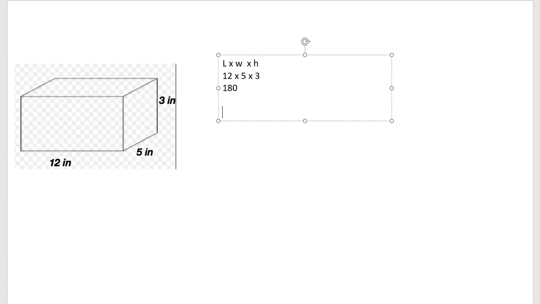Now, if we were to tell you something like, it's only half full. Maybe it's a box of staples and it's only half full. If it's half full, we can do two things. We can times it by a half, or we can divide it by two. We can't divide by a half. Either times by a half or divide by two. Both of those will give you 90. Okay, rectangular prisms: area of the base times the height.